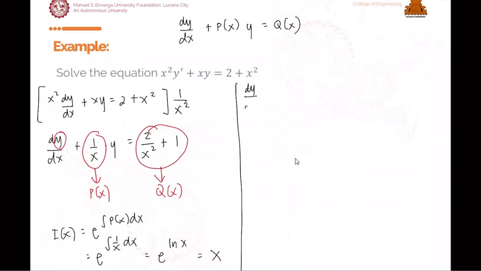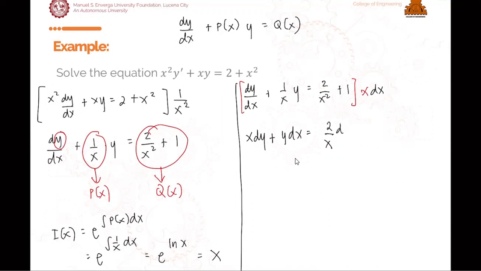So, dy dx plus 1 over x y is equals to 2x squared plus 1. Okay? Multiply natin yung integrating factor natin na x. So, we have, so try kong multiply na din ng dx, no? Para mawala na sa denominator. So, we have x dy plus y dx is equals to 2 over x dx plus dx. Yan.